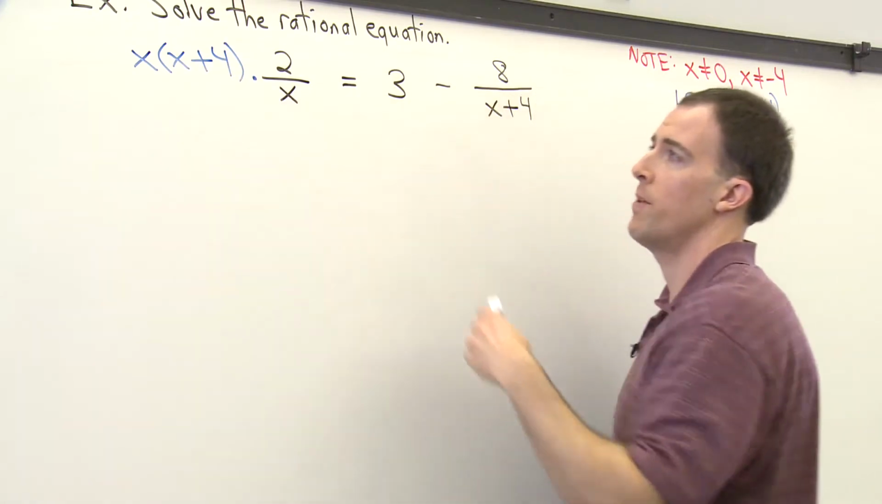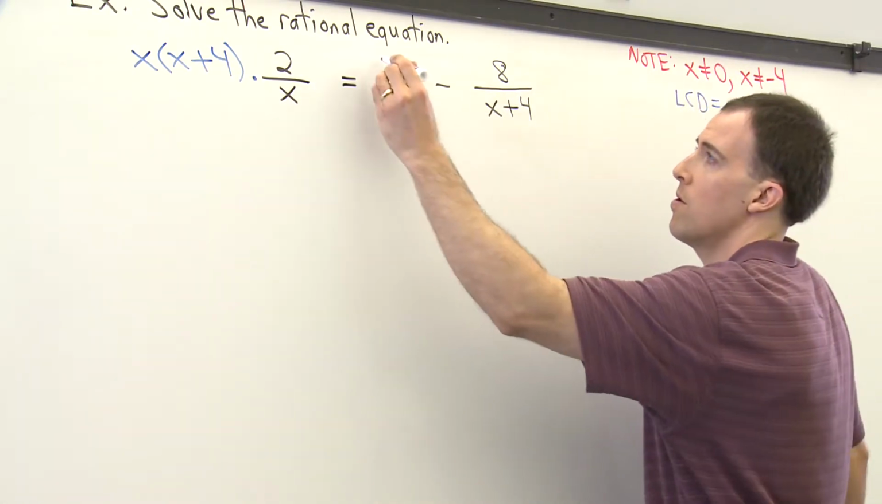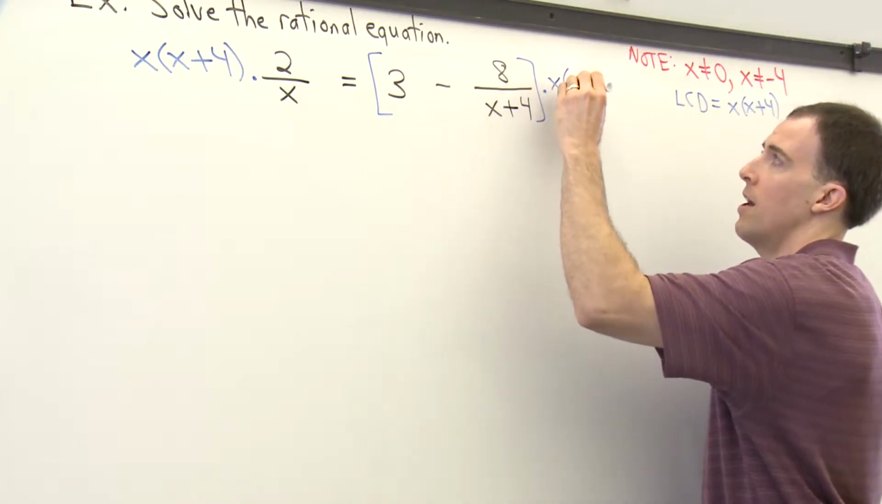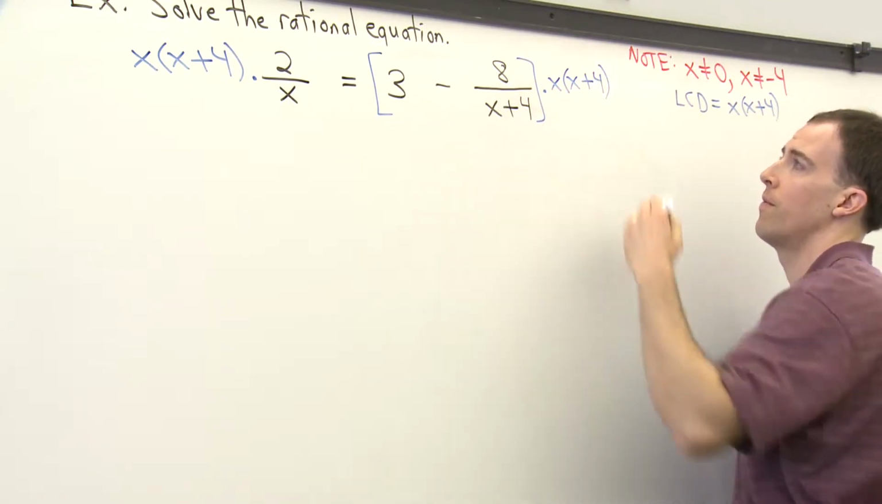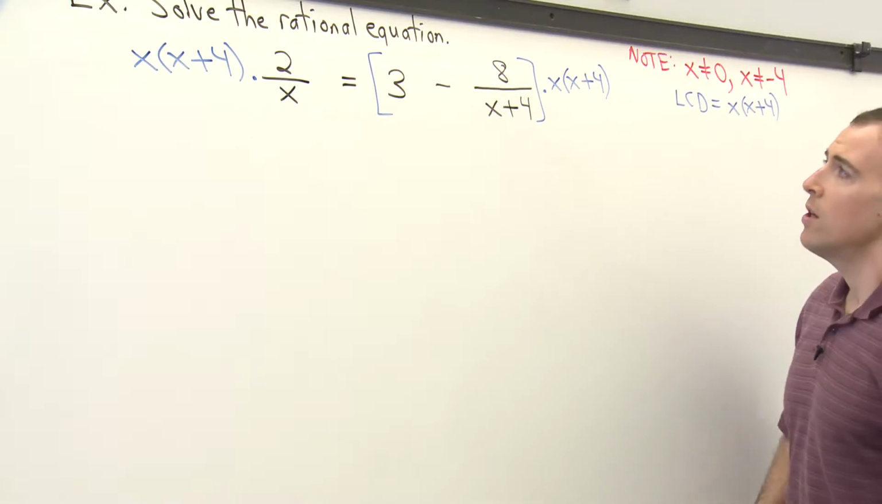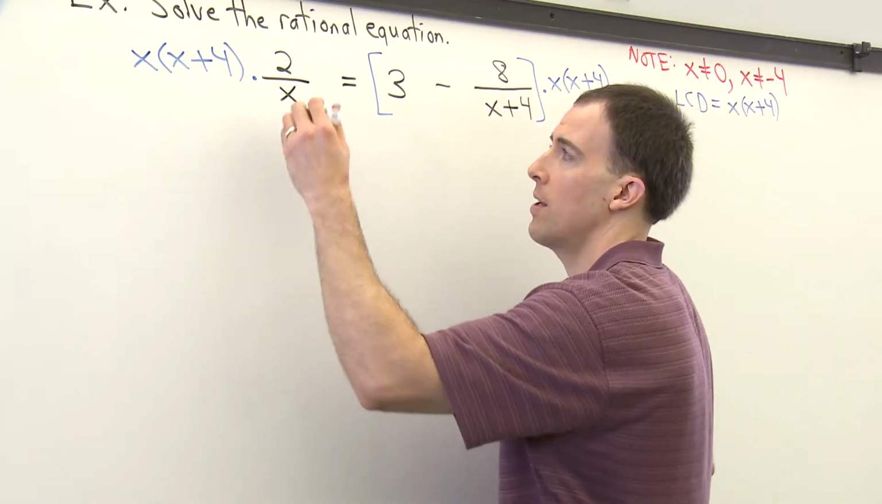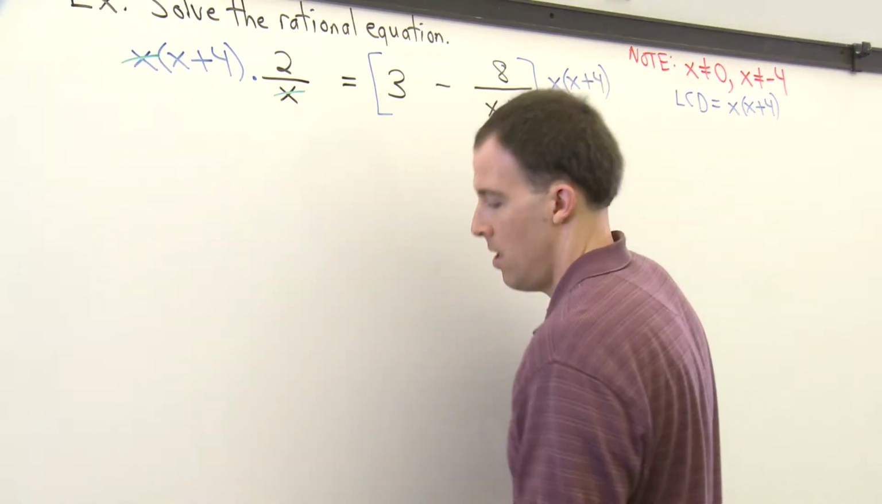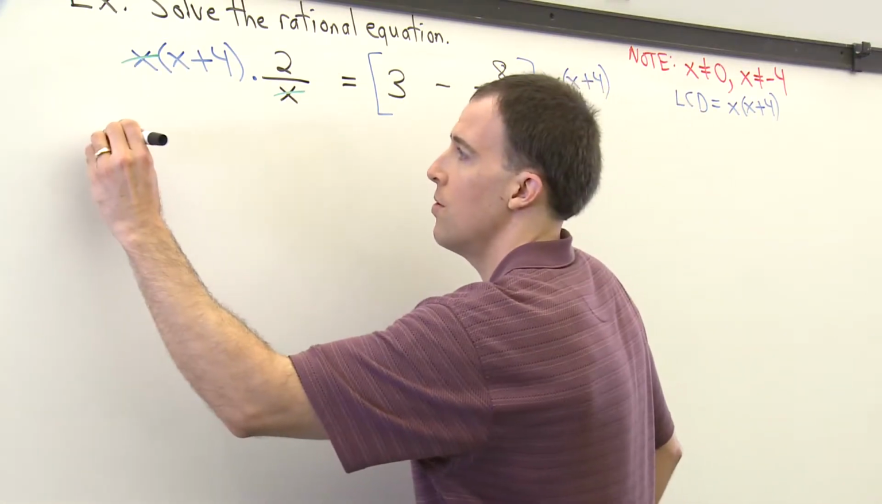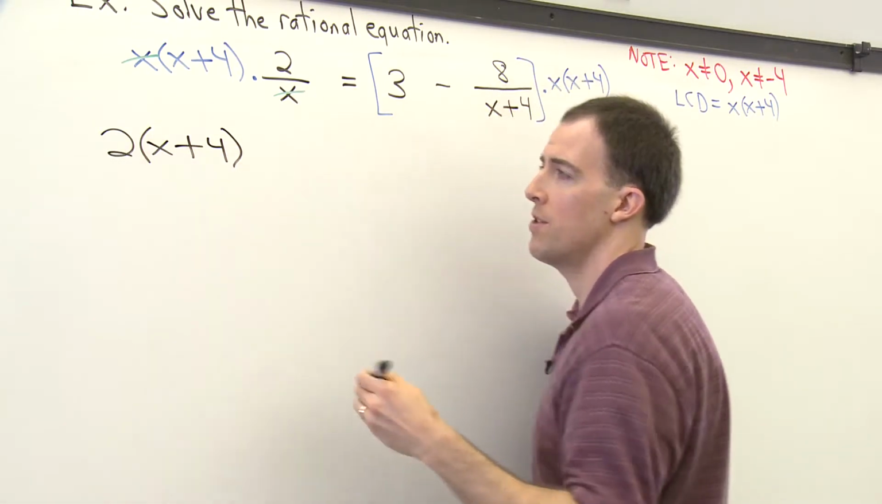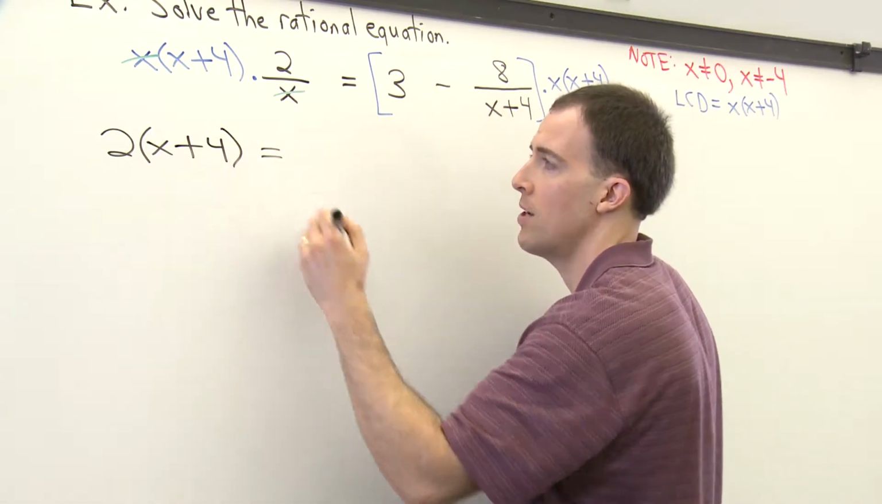Okay, I showed that I'm multiplying the left side by x times x plus 4. And I'm going to show that I'm multiplying the right side by x times x plus 4. So on the left side, there's no distributing that needs to take place. We can just start simplifying. So the x's can be canceled. And we end up with just 2 times x plus 4, which is the same thing as 2x plus 8, if you prefer to write that at this stage.